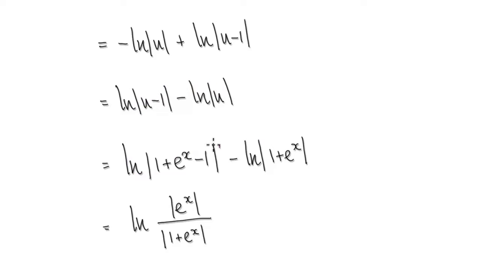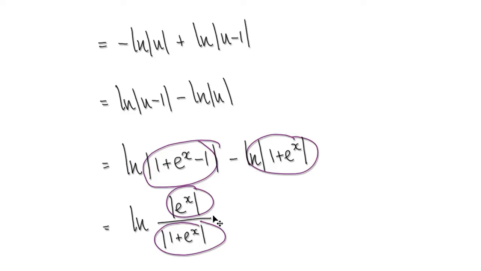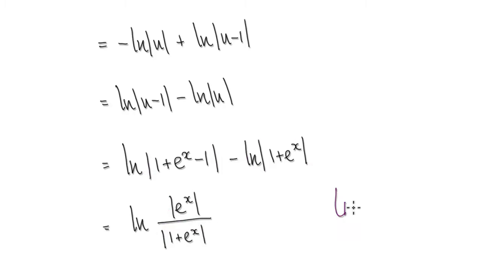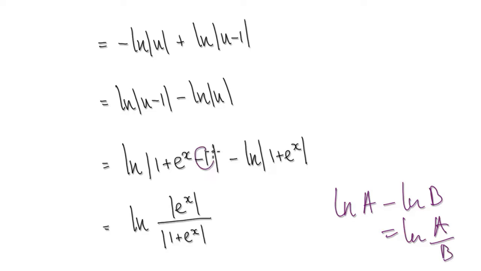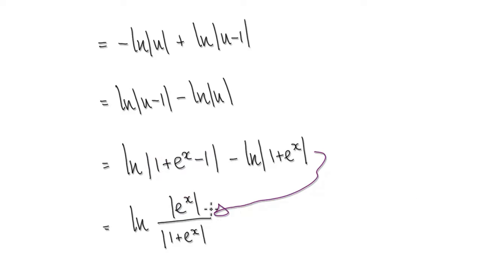And whenever you have one thing take away another thing, that's the same as getting one thing dividing by another thing. And remember, log of a minus log of b is the same as log of a divided by b. Well, anyway, these two, the one here and the one here, cancel each other out, giving you e. So that will then take you to here.